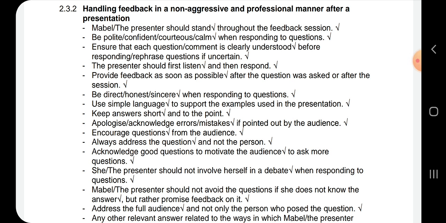But if you just have, let's see this, Mabel, the presenter should stand. It's 1. Standing means you are trying to be professional and not rude. It's 1. Throughout the feedback session, it's a complete sentence. So that will award you 2 marks. Be polite, confident, cautious, and calm. It's 1 mark. When responding to questions, it's a full mark, and that gives you 2. So I hope you understand, grade 12s.